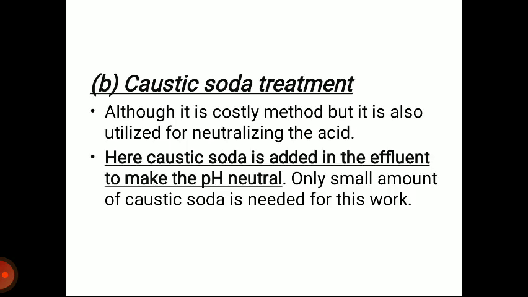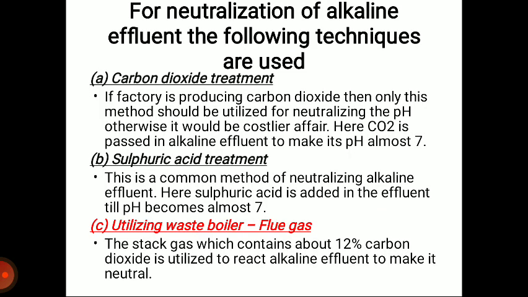Caustic soda treatment. Although it is a costly method, it is also utilized for neutralizing the acid. Here caustic soda is added to the effluent to make the pH neutral. Only a small amount of caustic soda is needed for this work. For neutralization of alkaline effluent, the following techniques are used. One, carbon dioxide treatment. If the factory produces carbon dioxide, then only this method should be utilized for neutralizing the pH. Otherwise, it would be a costlier affair.